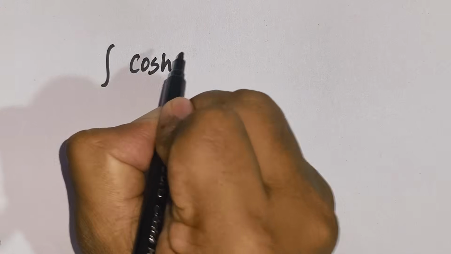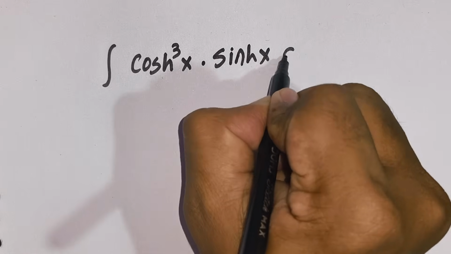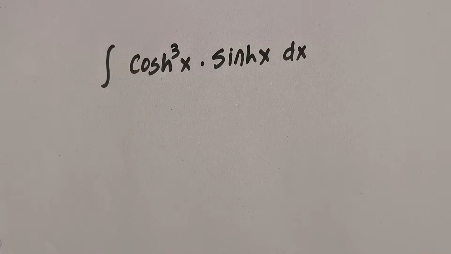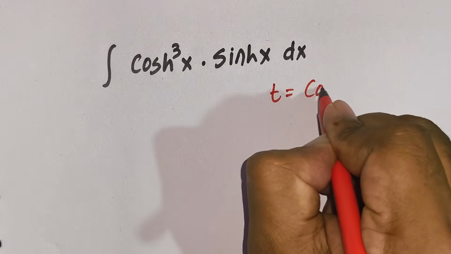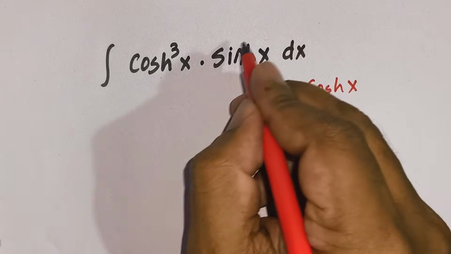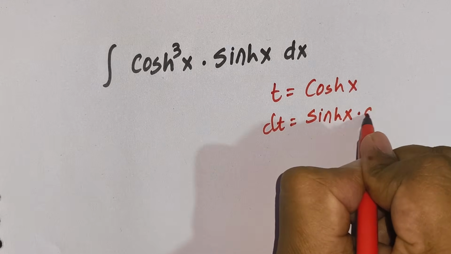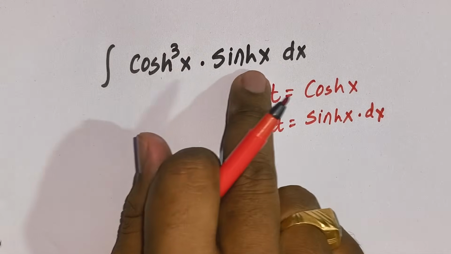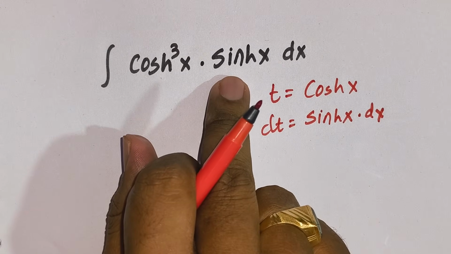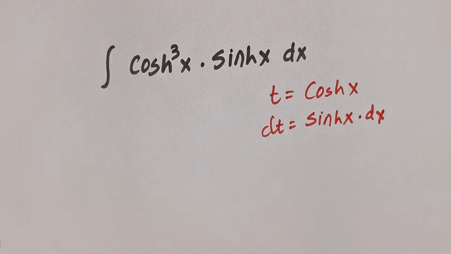Now let's do another example. Suppose we have hyperbolic cosine cube times hyperbolic sine dx. Here also we will substitute t, and what is our t? t will be hyperbolic cosine. So dt is hyperbolic sine times dx. We have to figure out whose derivative is in the integration, and that one we will substitute as t or u or any variable, then the other is dt.